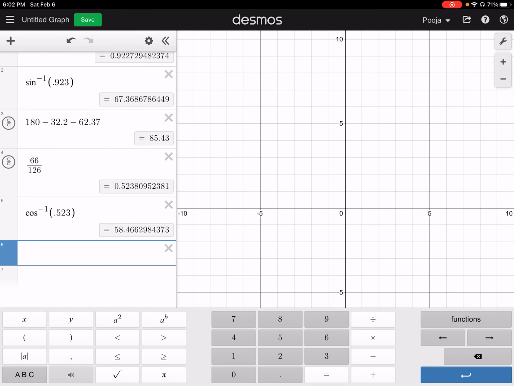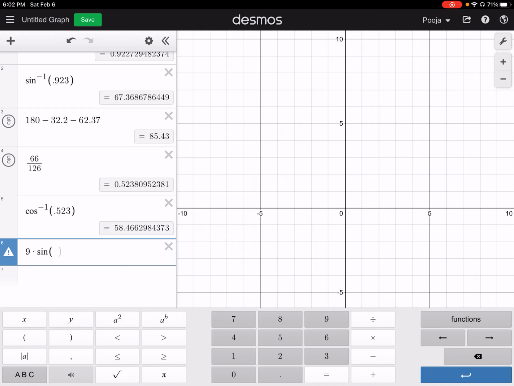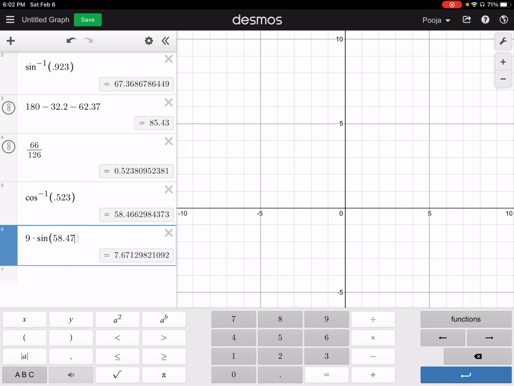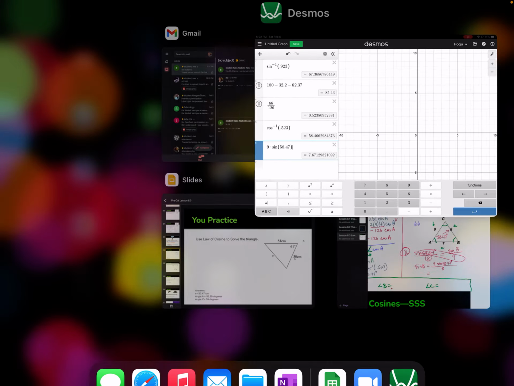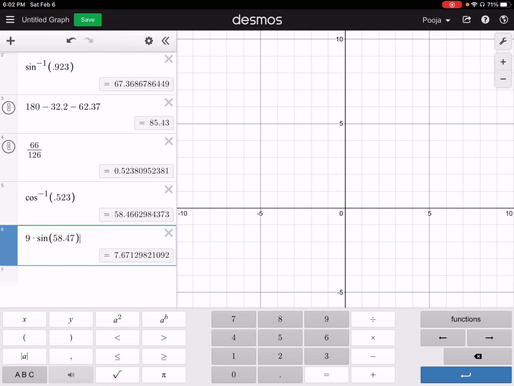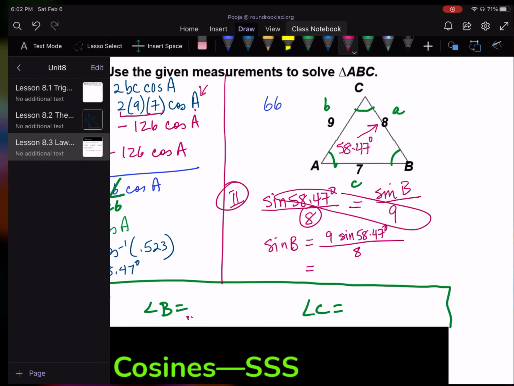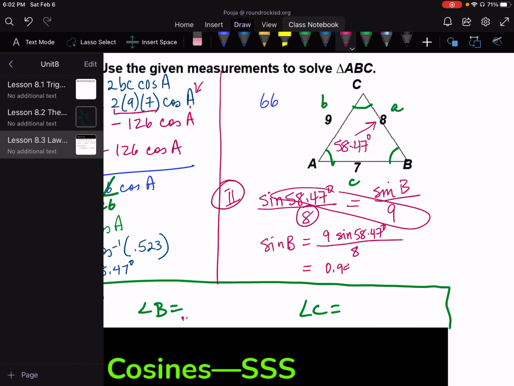58.47. 9 times sine 58.47 divided by 8. There we go. 0.959. And that is the value of sine B.